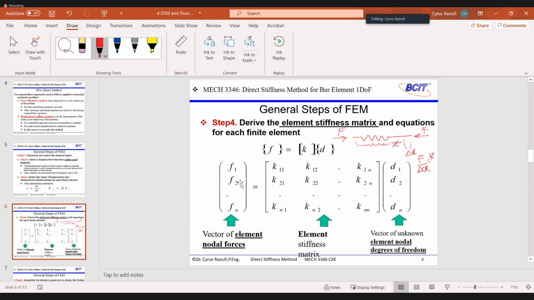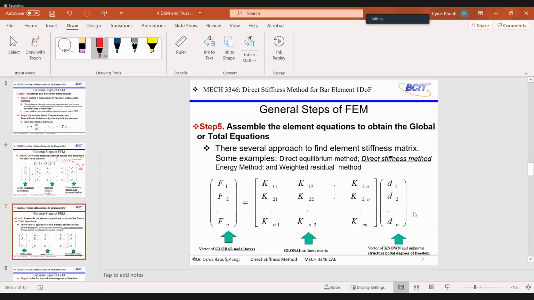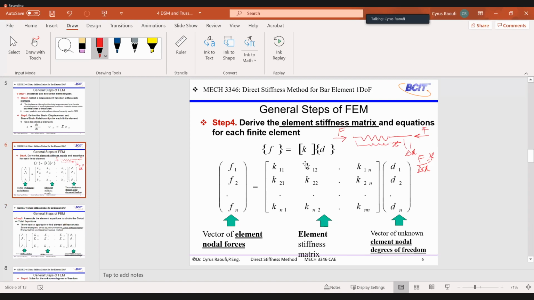Now, in order to multiply these together, you have what is called the element stiffness matrix, which we call K, and you know those numbers now. K11, K12, all the way to K1n, and you have Kn1 all the way to Knn, which means that your stiffness matrix is n by n, a square matrix.